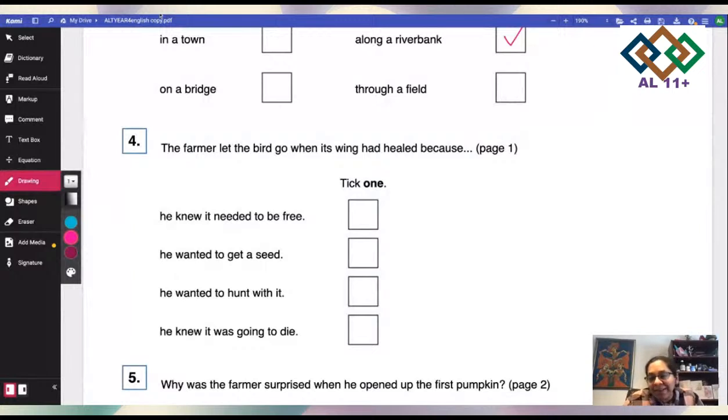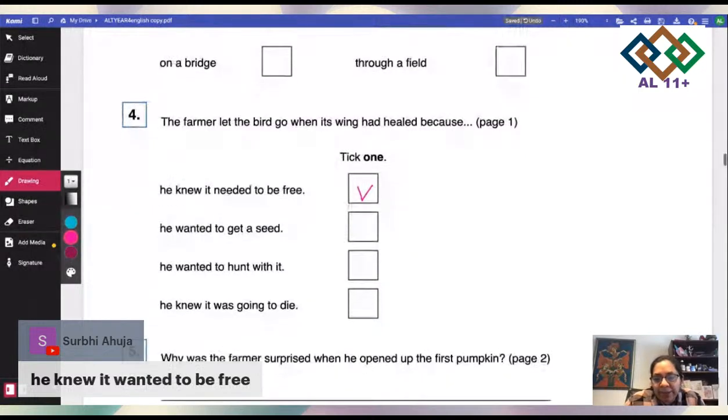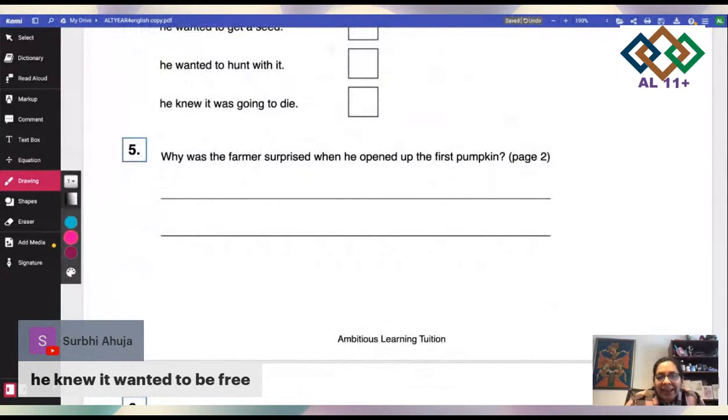So what was the reason the farmer let the bird free? Yes, you're right. The farmer let the bird go when his wings had healed because he knew it needed to be free. Because there was no use for keeping the bird when the bird is fine. He doesn't need to keep the bird.